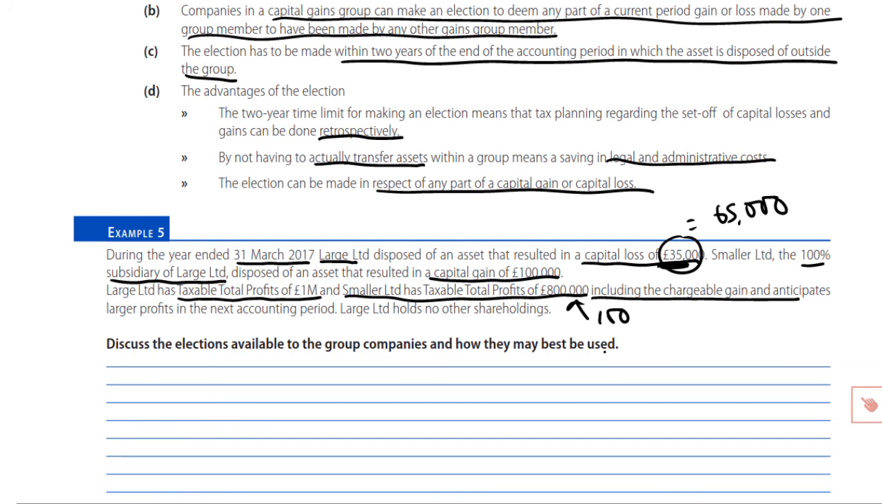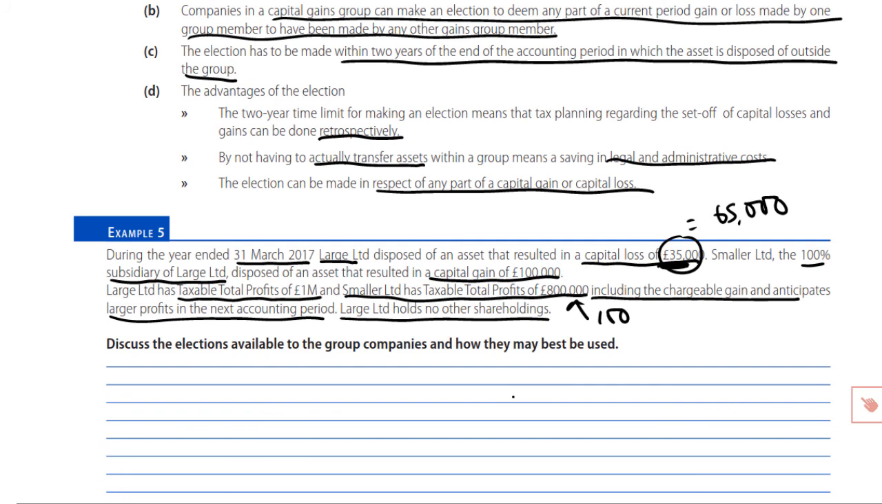Now there are two companies in the group. We're told it anticipates larger profits in the next accounting period. Large Limited holds no other shareholdings. Therefore, there are two related 51% group companies. That means that the profit limit of 1.5 million will be divided by 2. So each will have a profit limit of £750,000.